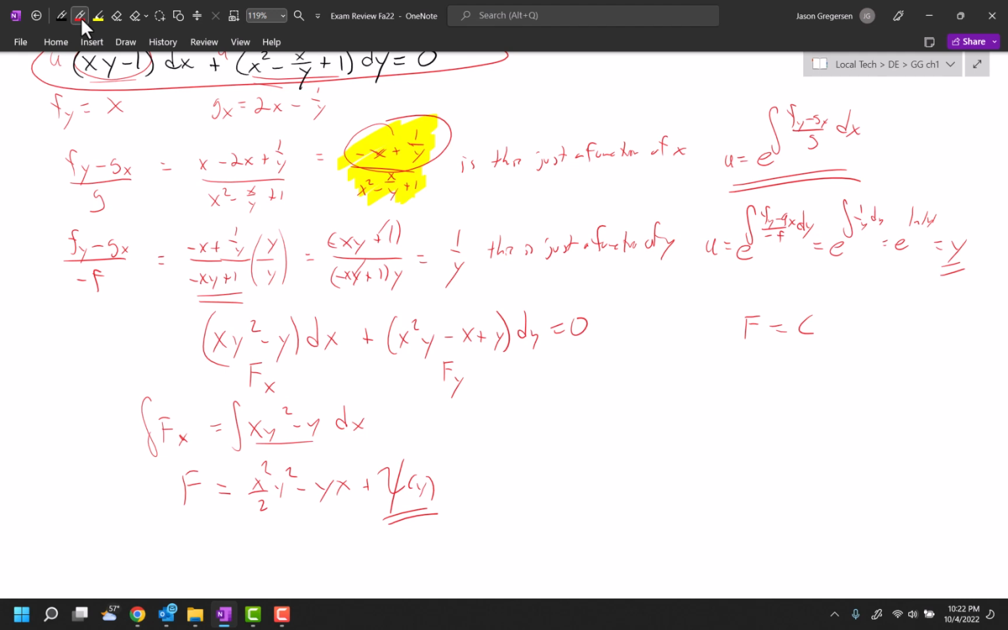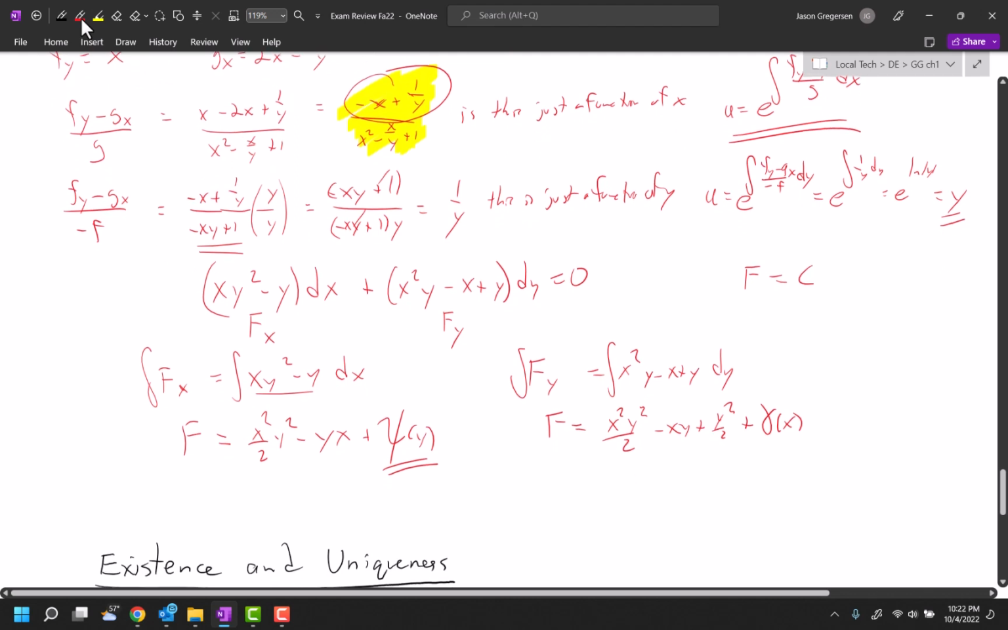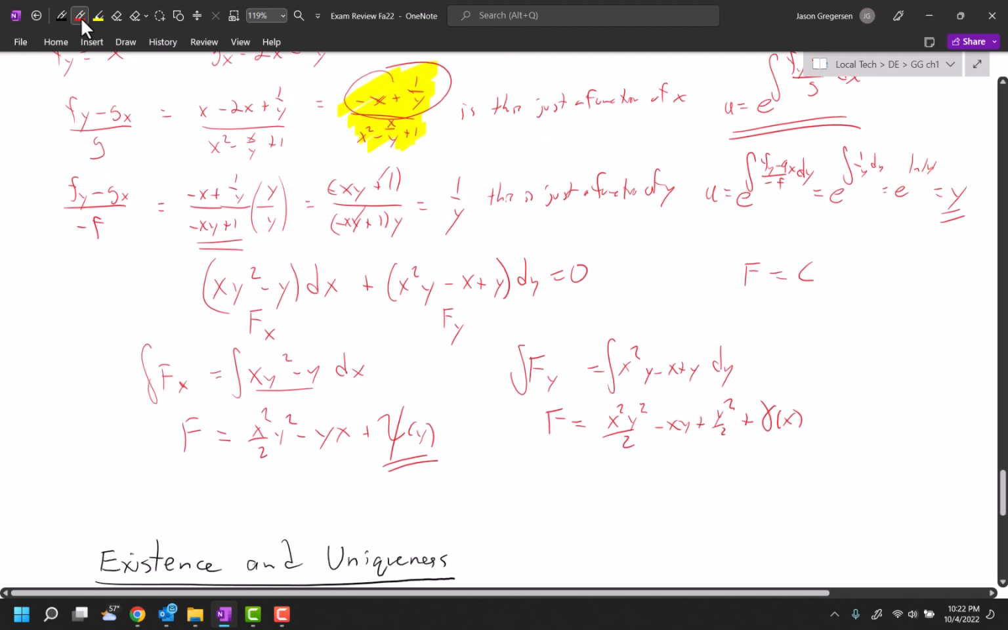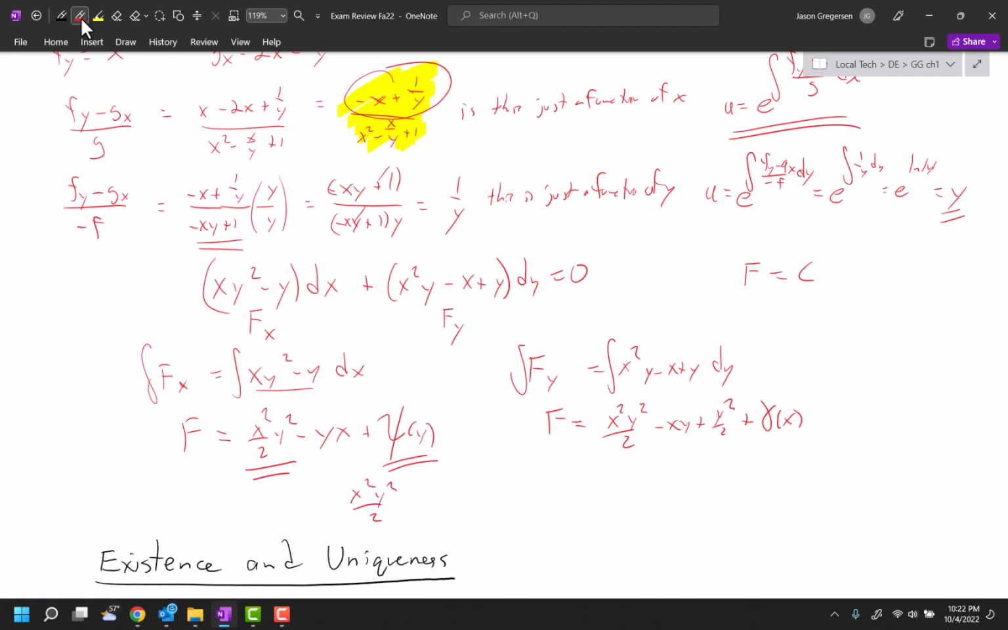Now, similarly, if my second piece was f sub y equals x squared y minus x plus y, integrating here with respect to y should also give me an expression for f. In this case, I'd get x squared y squared over 2 minus xy plus y squared over 2 plus potentially some unknown function of x. Now I'm really comparing these two expressions. So my f function is going to be x squared y squared over 2 minus xy, minus yx, the next piece, plus my unknown function of y.